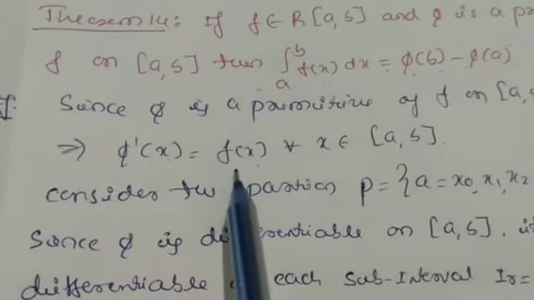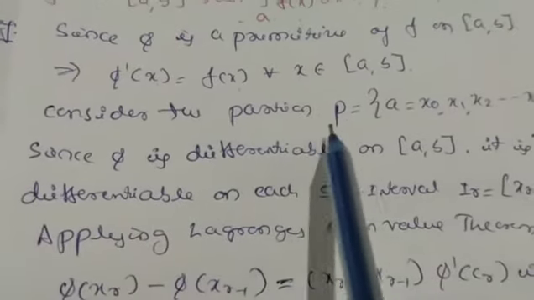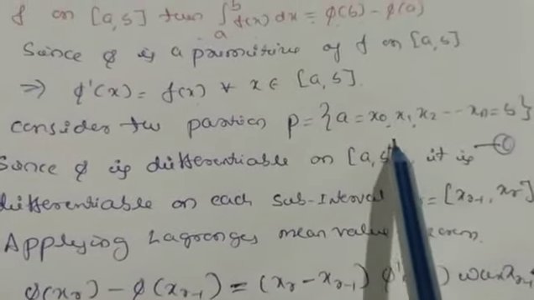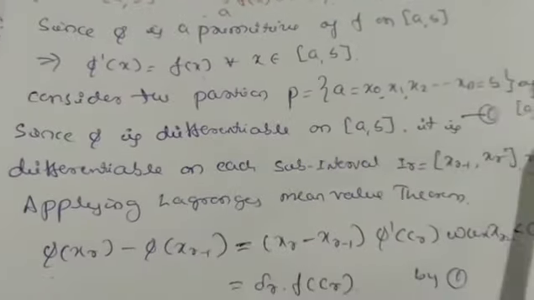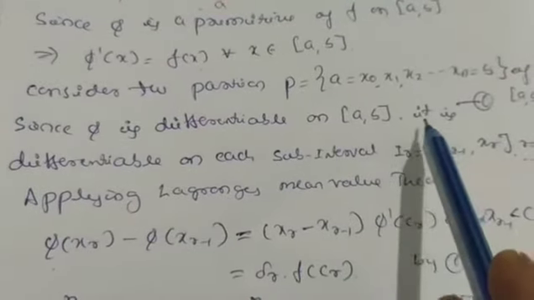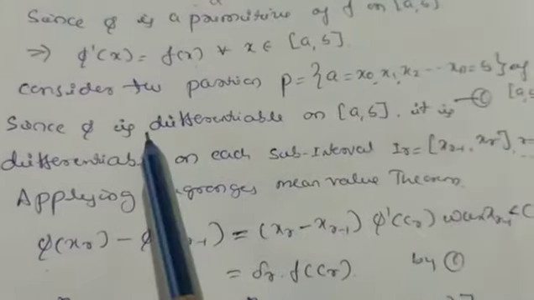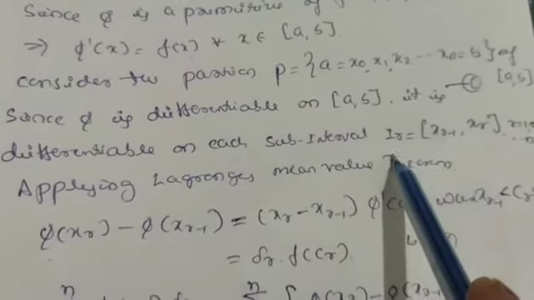So φ'(x) = f(x) for all x belonging to [a, b]. Now consider the partition P: a = x0, x1, etc., up to xn = b of [a, b]. Since φ is differentiable on [a, b], take this as equation number 1. Since φ is differentiable on [a, b], it is differentiable on each subinterval Ir also.